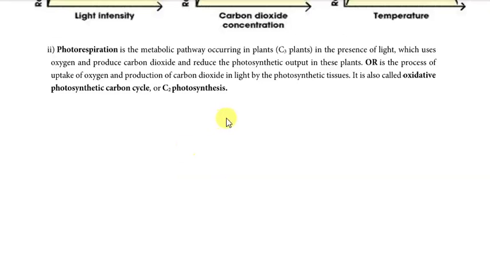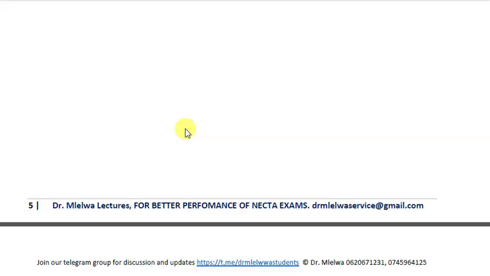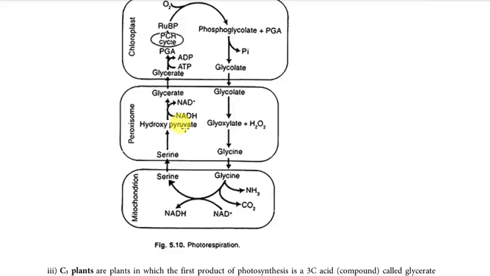Photorespiration is the metabolic pathway occurring in plants in the presence of light, which uses oxygen and produces carbon dioxide and reduces the photosynthetic output in these plants. So it is a metabolic pathway which uses oxygen and consumes what was produced, or the process of uptake of oxygen and production of carbon dioxide in light by the photosynthetic tissue. It is also called the oxidative photosynthetic carbon cycle, or C2 photosynthesis, and its diagram is down there.